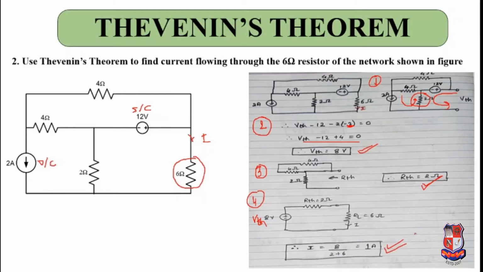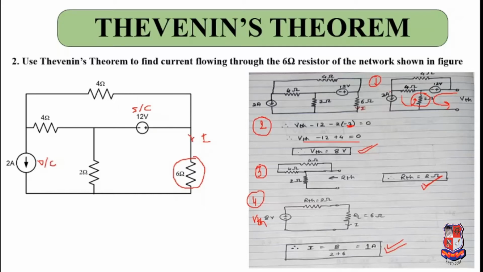I hope that these two numericals give you some help in how to solve Thevenin's theorem in particular steps, and there are 4 steps which you can use. The first step is to open circuit the load resistance. This load resistance is nothing but the element whose current or voltage is to be found. The second step is to find the open circuit voltage across that removed load resistance, and that open circuit voltage is also called Thevenin's voltage.